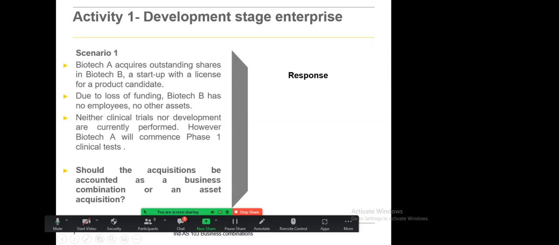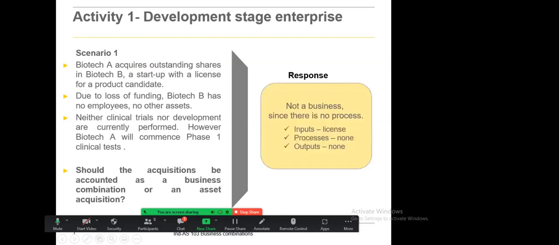what is the situation? We do not have any asset, we do not have any employee. What we have is only the shares and the license. So should the acquisition be accounted for as a business combination or an asset acquisition? It says that it is not a business. Why? Because we only have one input, that is the license. There is no process, there is no output.